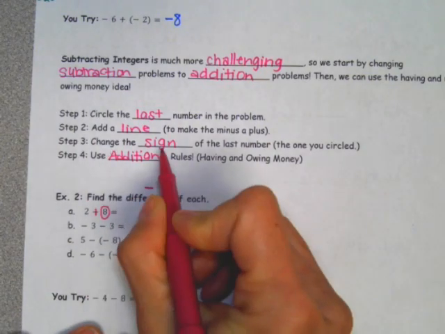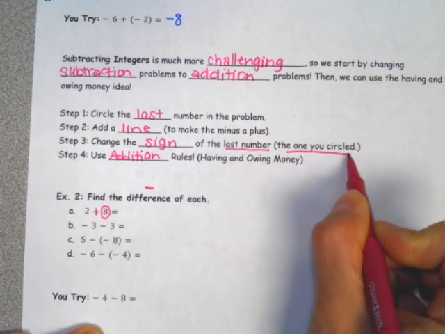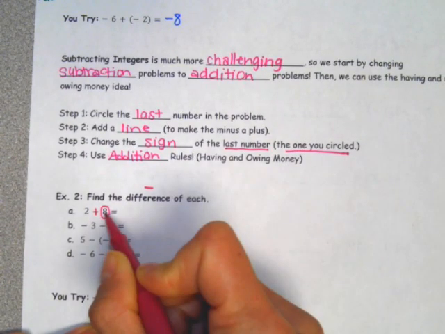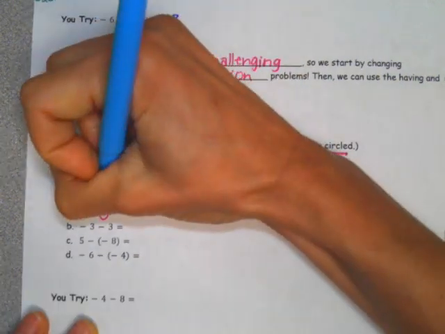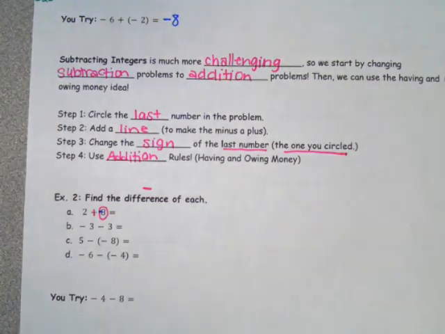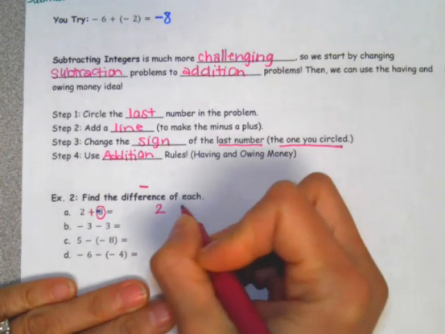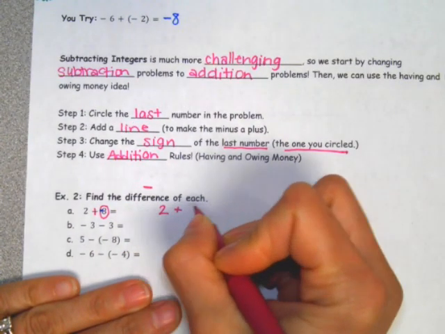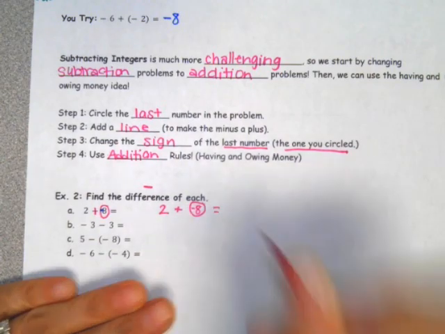Then change the sign of that last number, the one that you circled, okay? So this is an 8 right now. We're going to make it a -8, and maybe I can use a different color so it stands out. You want to put a negative sign in there. You can't really see that, so I'm going to write this bigger. So it should say now 2 plus, and then in the circled symbol, -8 equals.